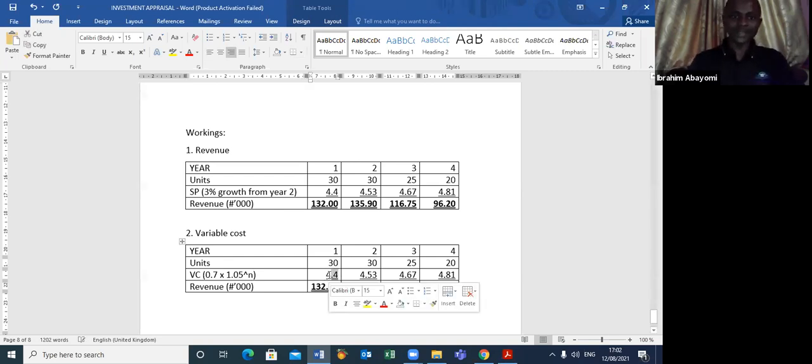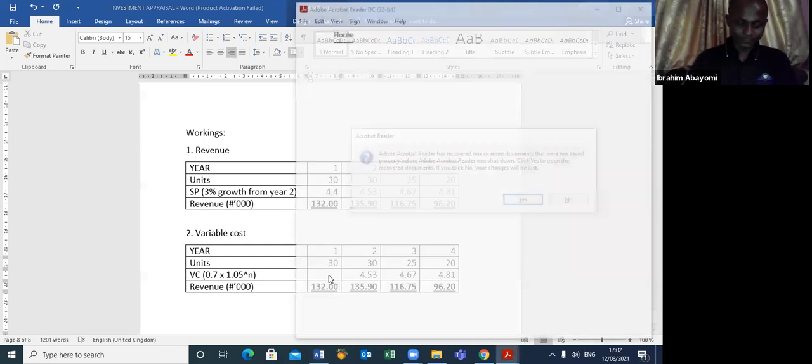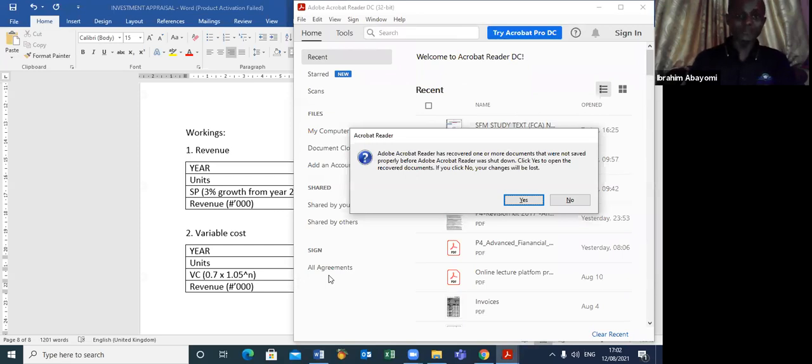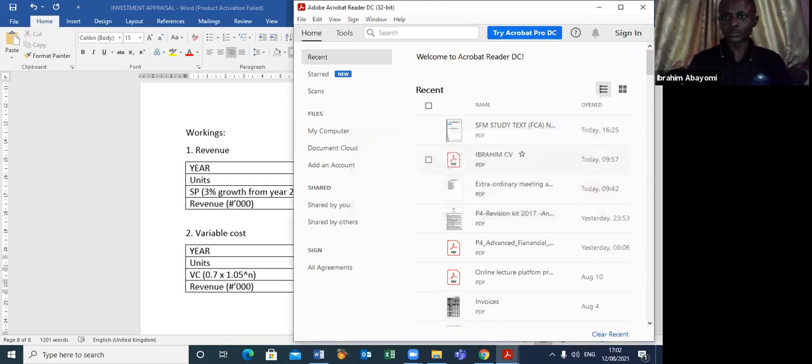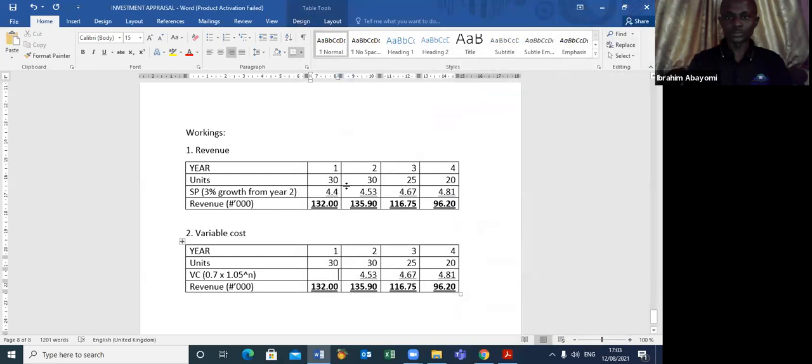So in the first year, I'm going to have 1.05 times 0.7. I will have 0.74 approximately, 2 decimal places.